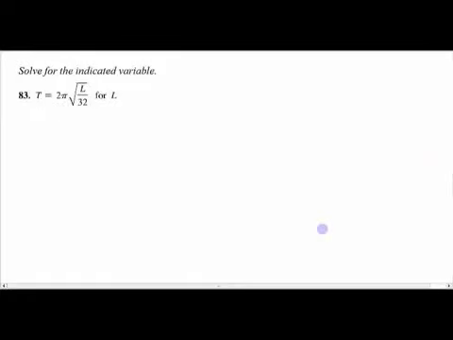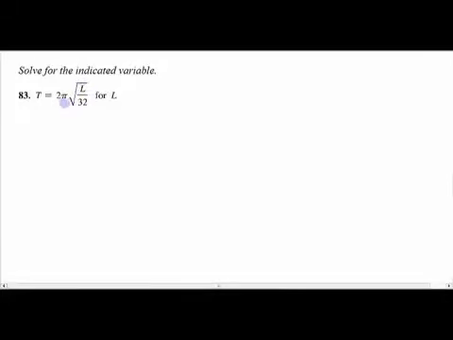Let's solve for the indicated variable. Now that we know how to use powers and nth roots in order to solve equations, we can solve more complicated formulas. Here we have a formula t equals 2 pi square root of L over 32, and we want to solve it for L. So let's go ahead. First off, we probably want to isolate that square root, just like we isolated square roots earlier in this lesson. So how would I isolate that square root?